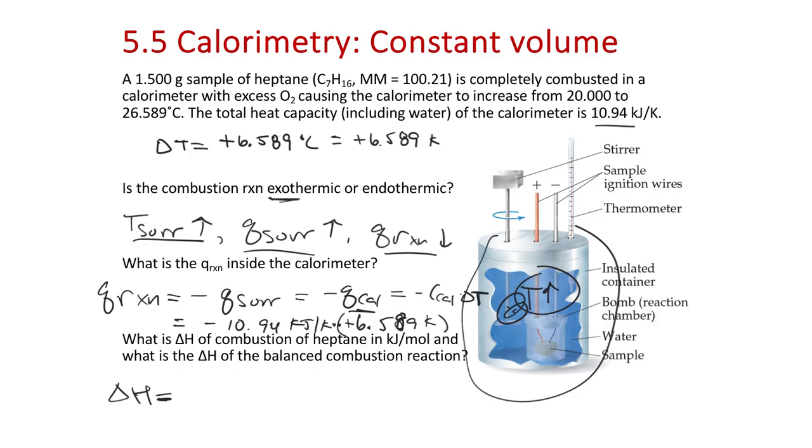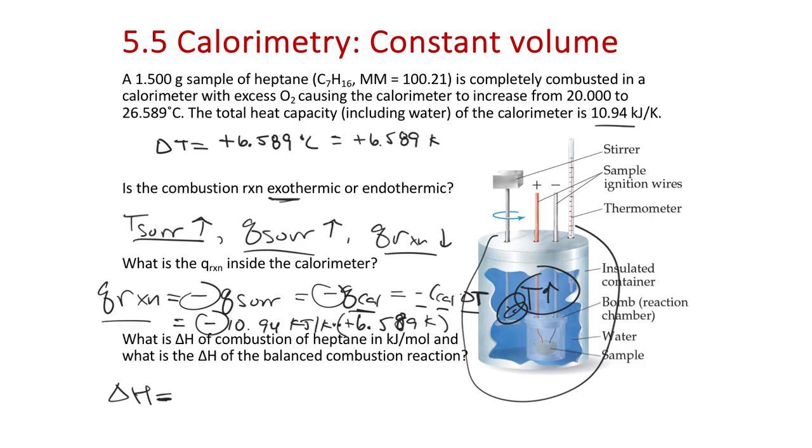And so you can relate the q reaction to the negative C-cal times delta T, because our heat capacity, if you look at the units in the problem, is kJ per Kelvin. So 10.94 kJ per Kelvin. All we need to do is multiply that by our delta T. And so we take the 10.94 with the minus sign out front. The minus sign just comes from the reaction to the surroundings always having that opposite relationship. And then we get negative 10.94 times 6.589. So let's work that out real quick and finish the problem up and move on to our next topic.